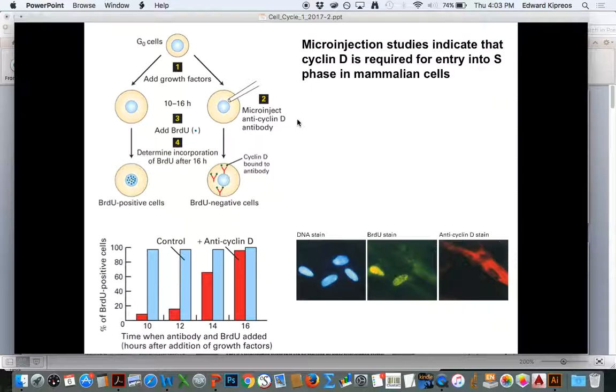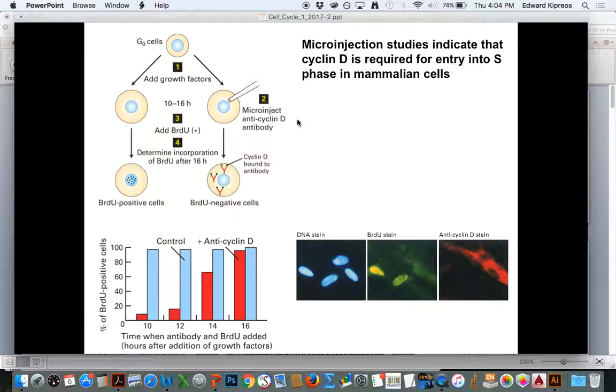So at time 0, you add the growth factor and put them back in the cell cycle, and then this is the time when you're adding the antibody to block it, and then this is the control. And you're asking, how much DNA replication was there at 16 hours? If you add the antibody against cyclin D early, before they enter S phase, you don't get any replication. And if you do it at 12 hours, you don't get hardly any replication. But if you add it later, when they've already entered S phase, it doesn't really have much effect.